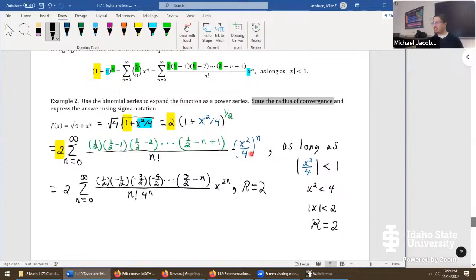Radius is 2, just as a reminder on there. You don't have to put it right next to it. But we did it, folks. That's the expansion of the square root there using a binomial series. Well, any questions, folks, with getting that result there?